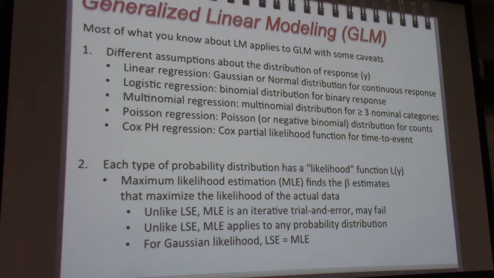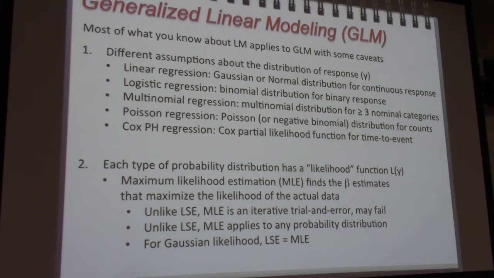Now, as it turns out, for the Gaussian model, and this is only true for the Gaussian model, the least square estimates and the maximum likelihood estimates are identical. But that's not true for any other model. So for the other generalized linear models, we are not doing residual minimization. We are maximizing the likelihood of seeing the data that we're actually seeing. And unlike the least square estimation procedure, we don't have a nice formula that says beta hat equals this.